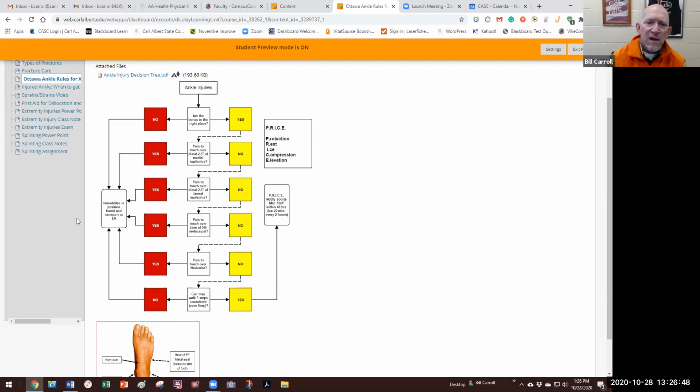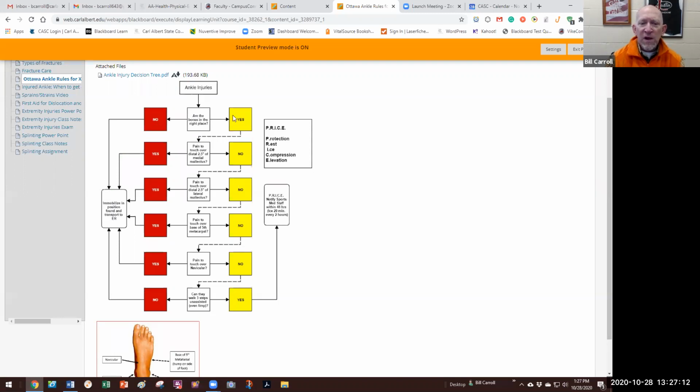But say somebody twisted their ankle. You come down here. Are the bones in the right place? So you take a general look down at it and just see, does this ankle look like every other ankle I've seen, except for probably some swelling? If that answer is no, they look out of place, it flows over here: immobilize in position found, and transport to the ER.